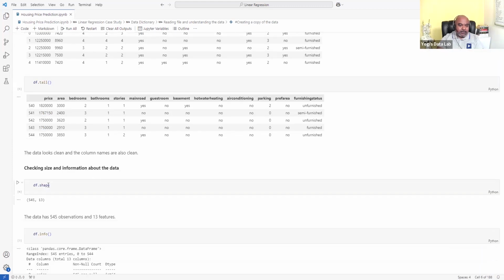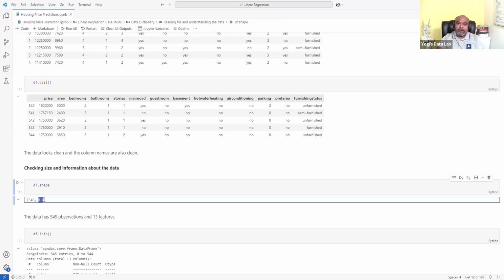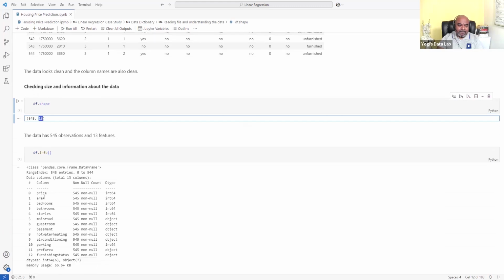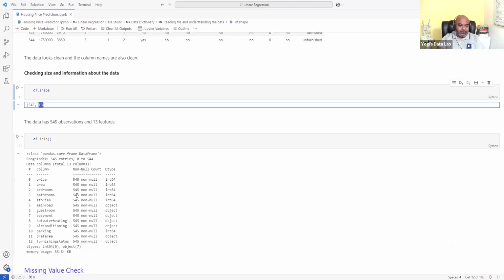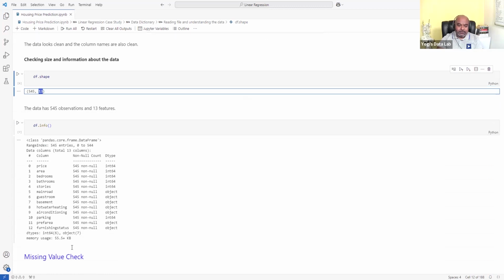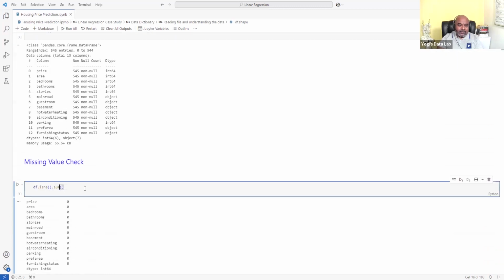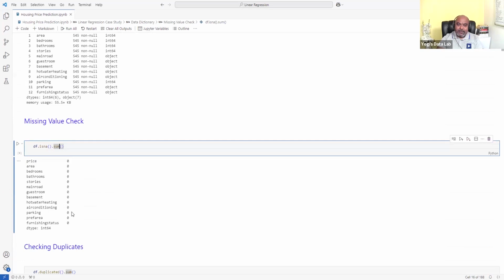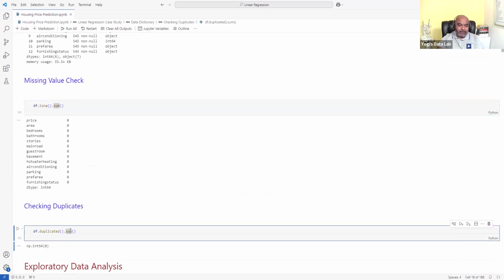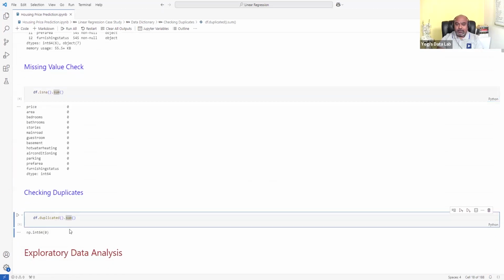Let's go ahead. When I do a shape, it shows me I have 445 rows and I have 13 columns in my data set. When I look at the info, it shows I don't have any missing values. I have 6 integer and 7 object columns. I'm checking for the missing values. I don't have any missing values. I don't have any duplicates. So this is all good. Now we will start with the basic EDA, or the exploratory data analysis of these variables.